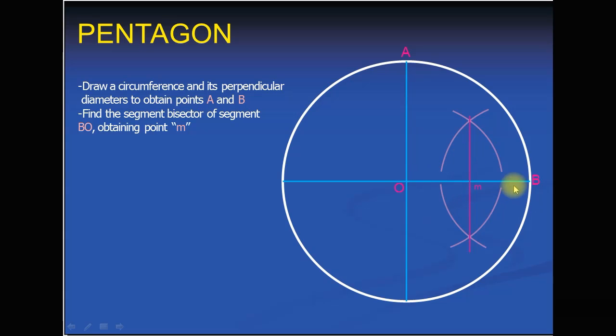How to draw the bisector of this line OB? Put the compass at this point O and open the compass greater than half of OB and draw this arc. Now put the compass at the opposite side B and draw another arc. These two arcs join each other at this point and this point. So this is the bisector of the line OB, and we obtain point M.